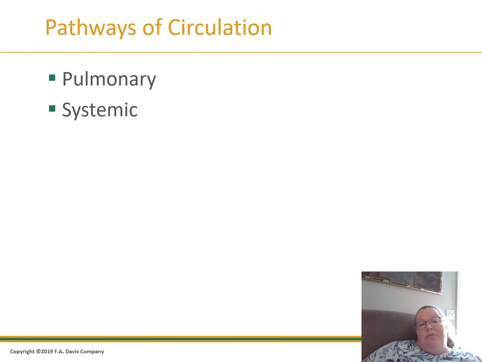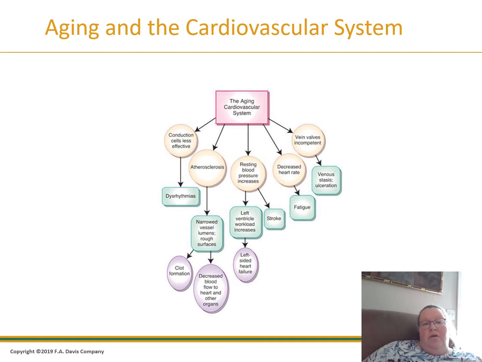Pathways of circulation is pulmonary and systemic. Okay, so aging in the cardiovascular system. The conduction cells are less effective. Then usually patients have more atherosclerosis, meaning they have plaque on the walls of their arteries. Their resting blood pressure is increasing. Due to the plaque, the body has a higher demand because it takes more force to get through that narrowing of the plaque causing the atherosclerosis.